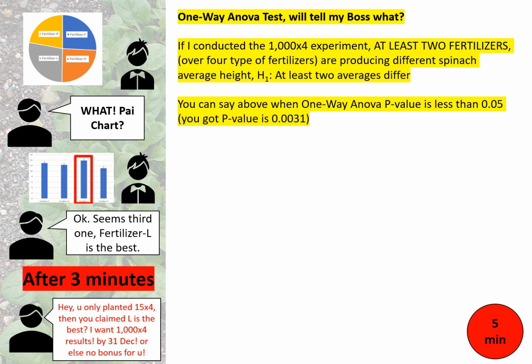That is, the alternate hypothesis is at least two averages will be different. But we can tell our boss if and only if the p-value that we obtain is very small. How small is it? We obtained a p-value of 0.003, and it is smaller than our 0.05. What is this 0.05 value? This is our level of significance, the border between where we reject the null hypothesis or fail to reject the null hypothesis.